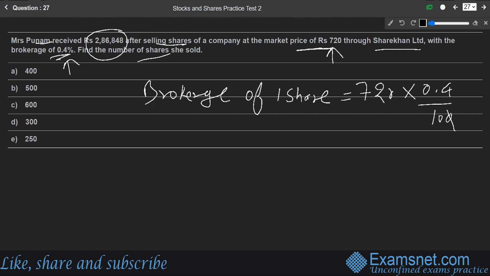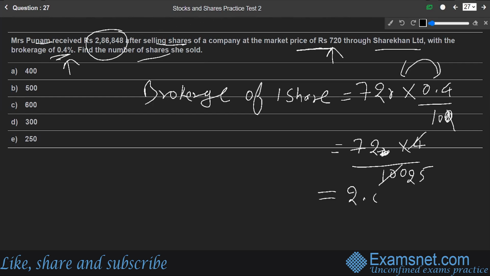Let us not cut this 0, because this will help us find the 4. So this can be written as 72 into 4 by 100. This is what we have to do. 4 cuts the 100 by 25, so it becomes 72 by 25, which is precisely 2.88 rupees. So this is the brokerage of one share, 2.88 rupees.